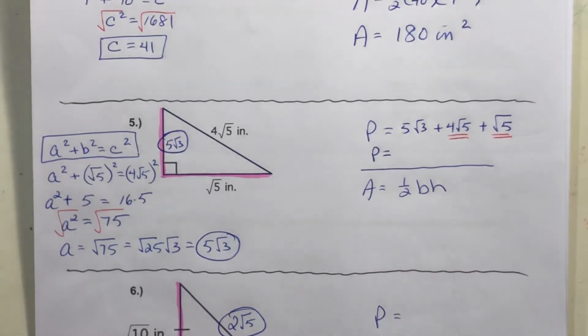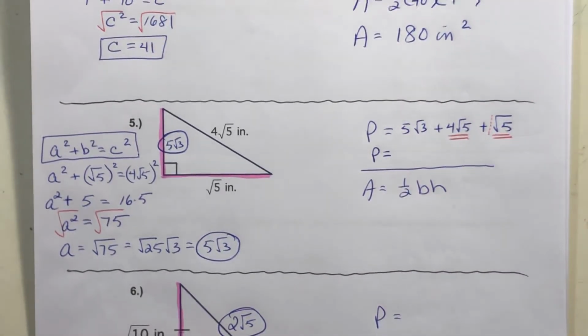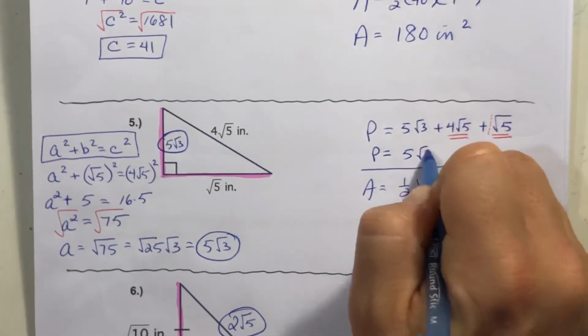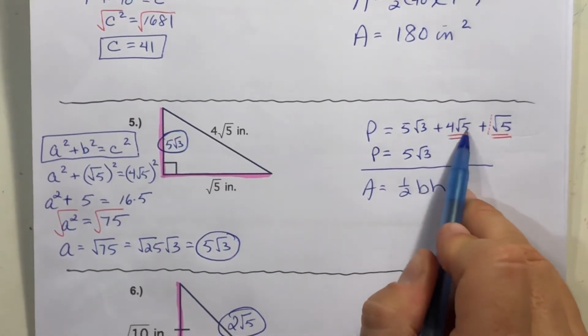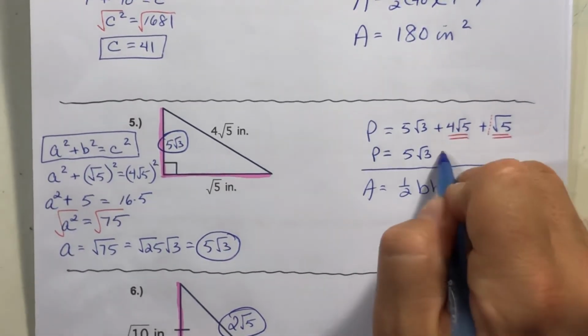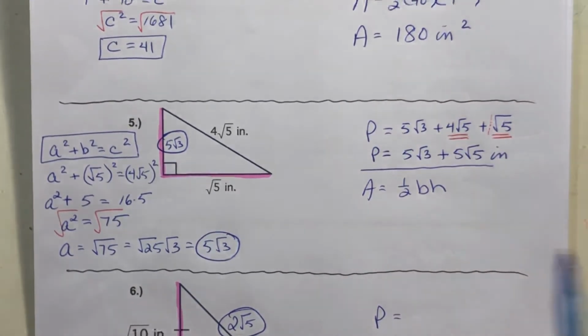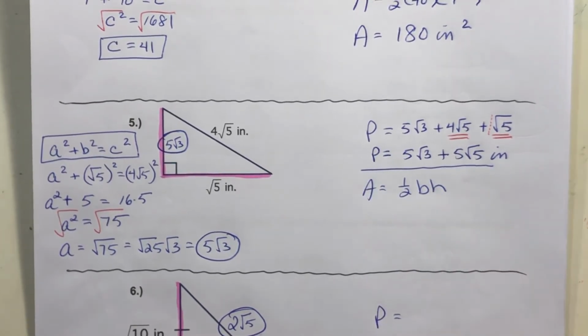Now, don't forget, this is also like a 1 radical 5. There really is a 1 radical 5 in front of that. So there's nothing like with 5 radical 3. I'm going to leave that in my answer. So it'll be 5 radical 3 plus, now here, 4 radical 5s plus 1 radical 5s. It will give us 5 radical 5s, and my label is inches. This is our final exact simplified perimeter.